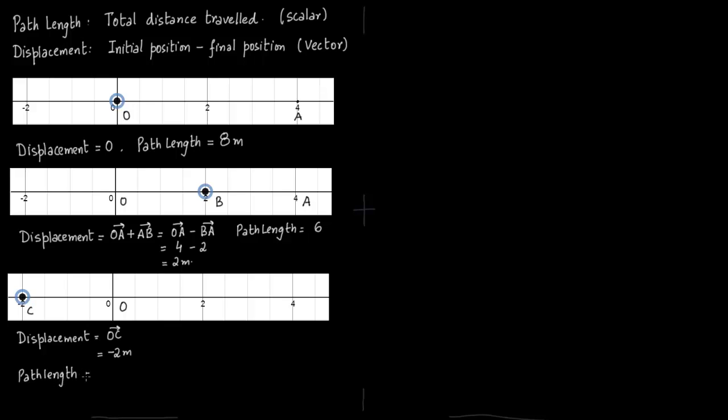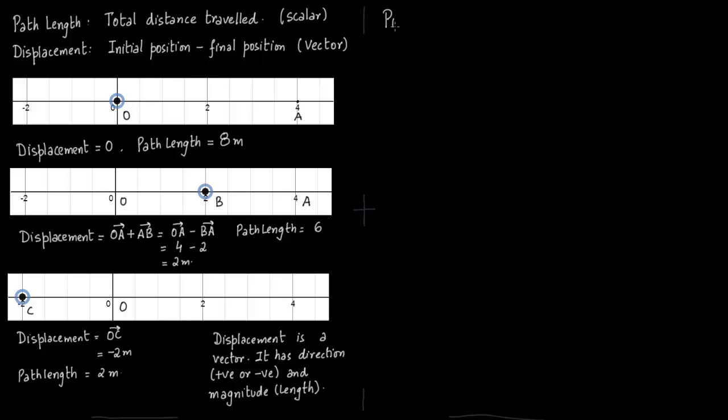Now the total path length is just 2 meters because we traveled from O to C and that length is 2 meters. So again, displacement is a vector. It has a direction which is either positive or negative, and it has a magnitude, which is the length of the vector, so the length of the final vector.